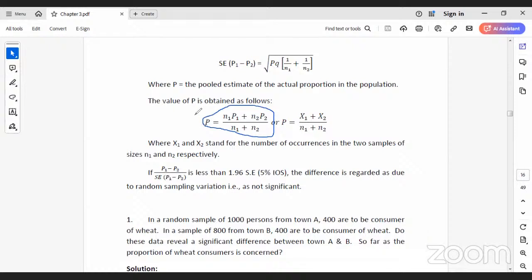Then if P1 minus P2 by standard error of P1 minus P2 is less than 1.96, that is at 5% LOS, the difference is regarded as due to random sampling variation, that is, as not significant. Okay, so we'll see the problem.